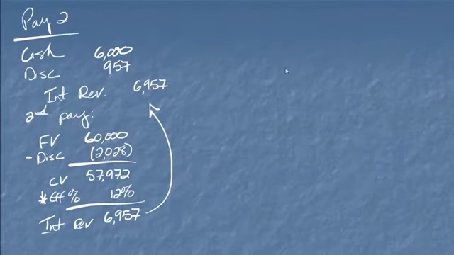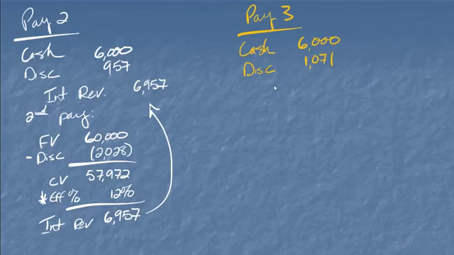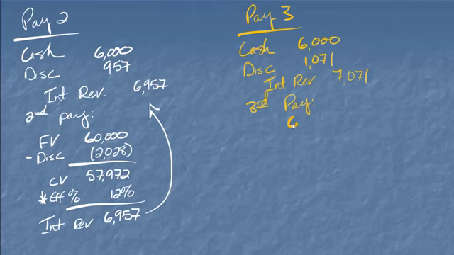Let's go ahead then and we'll do this payment together and check your numbers. You should have ended up with cash of $6,000, discount of $1,071, and interest revenue of $7,071. This is the third payment, and here are our calculations. I'm not going to label everything, I'm just going to put them in, since you've done this already.